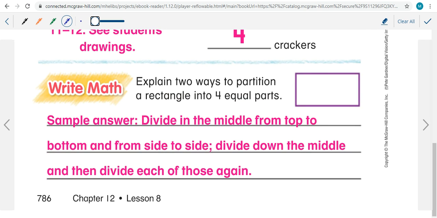Now, write math. You need to write the answer in your book. Explain 2 ways to partition a rectangle into 4 equal parts. You need to copy the answer in your book.